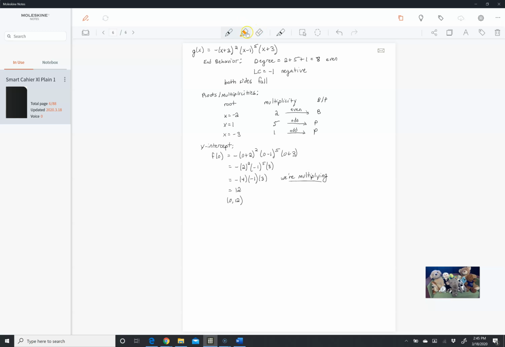So the things that we care about. We care about the fact that both sides fall. We care about whether or not it bounces or passes. We care about the roots, so x equals -2, x equals 1, and x equals -3. And we care about the y-intercept. So if we graph this, we know that we're going to have (0, 12) in there, so it's going to have to go up high.